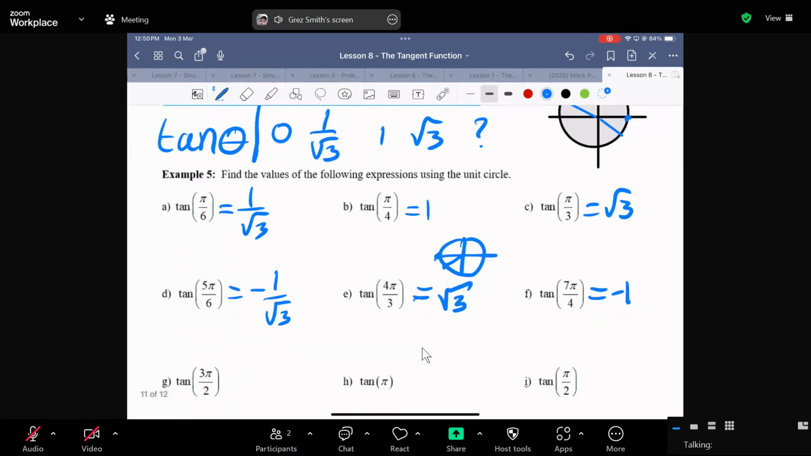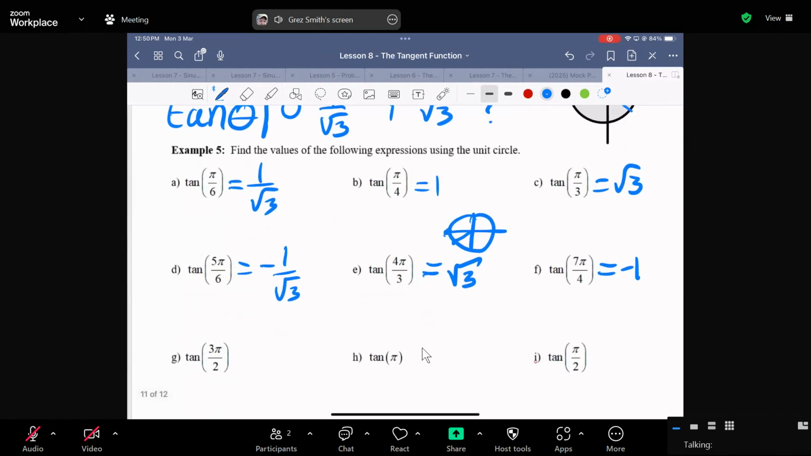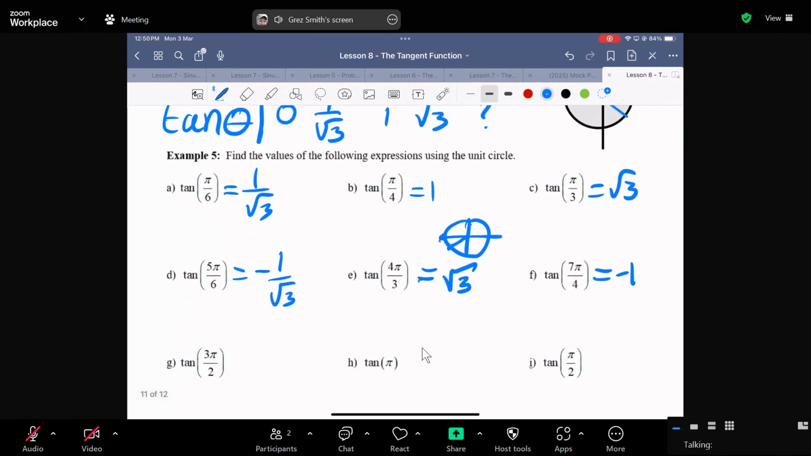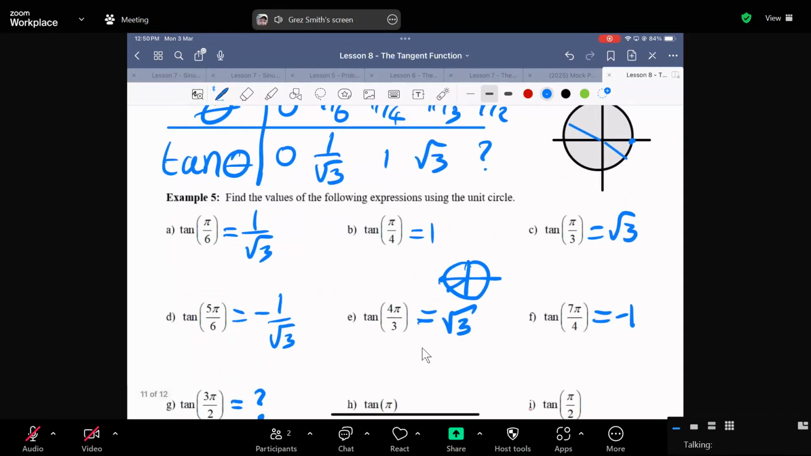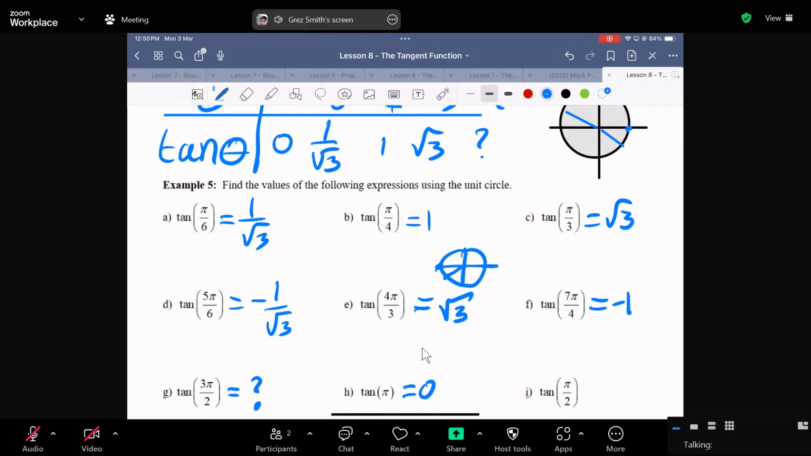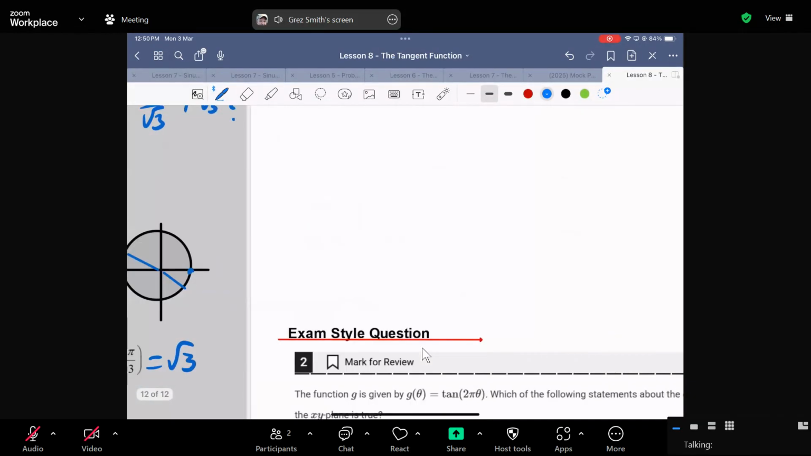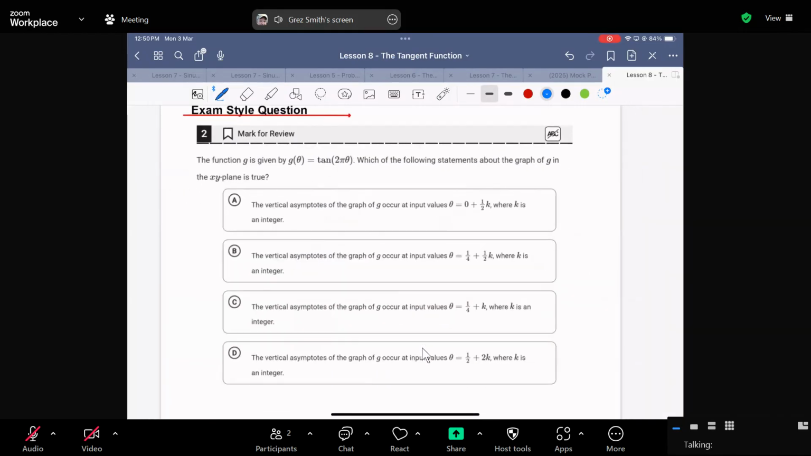One more. 3 pi over 2. Oh, sorry, that one's easy, isn't it? Undefined. This one's going to be straight down. Pi. That one's easy as well, 0. Pi over 2. Undefined. All right, last, to finish us off, let's have a go at this exam-style question.